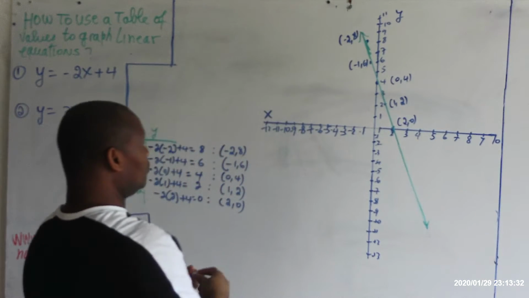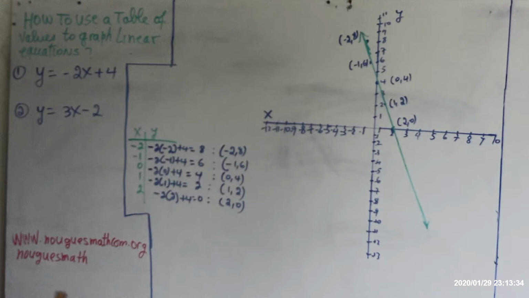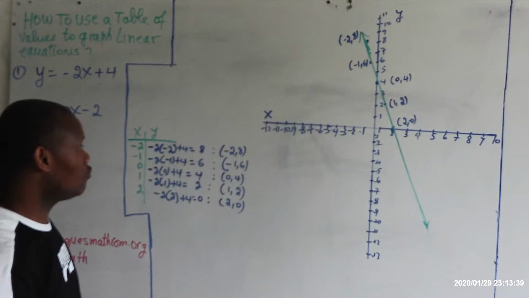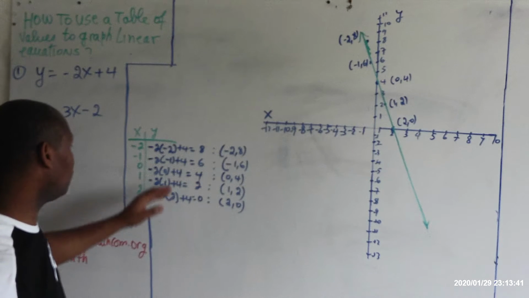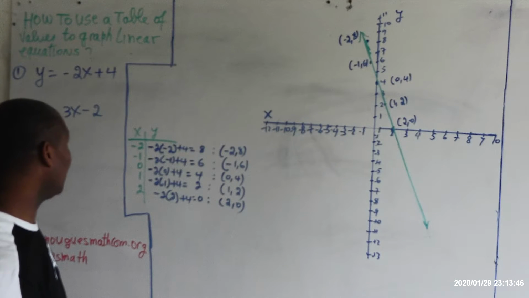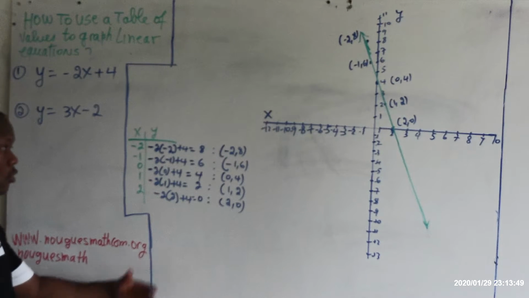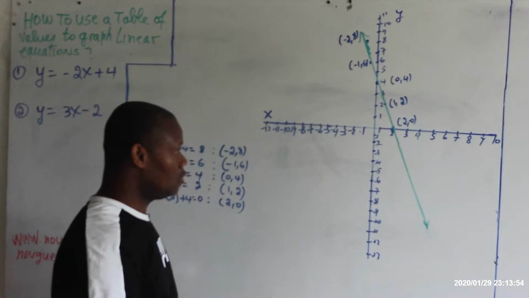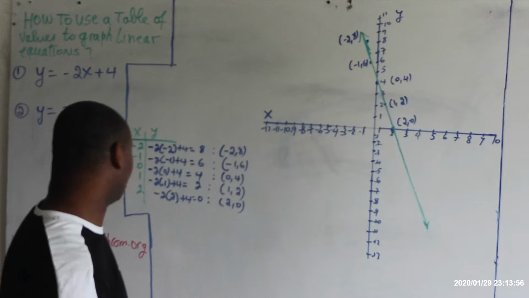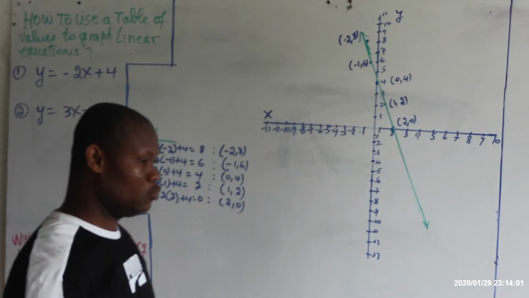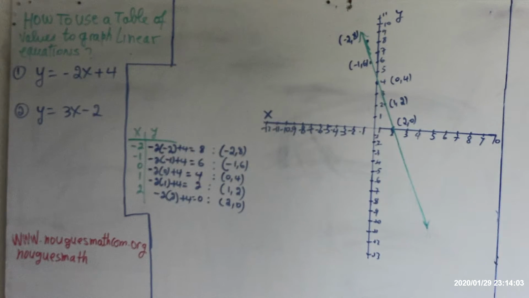Okay, that's it. So that's the first example. This is how we use a table of values to graph a linear equation. First of all, you need to know how to plot the points. When you finish finding all the coordinates in the function, then you can plot the points on the number line, then you graph. That's not bad. Okay. Let's do a second one so that we can have a better understanding.